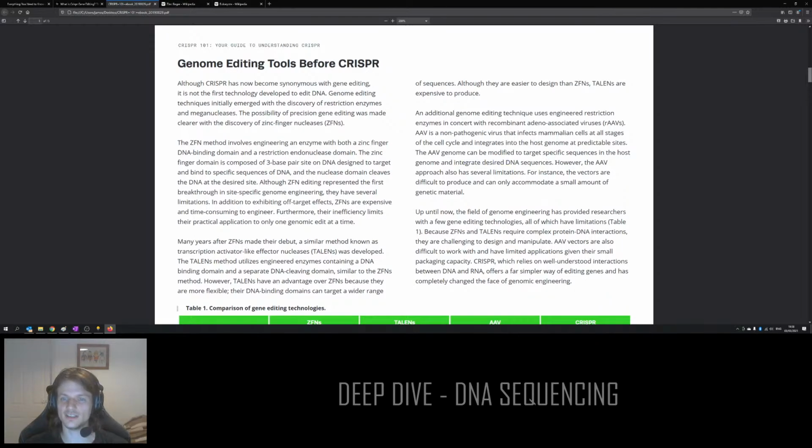That is really, really cool. I think we were a bit excited about it last time, to use the viruses to get in. I remember having a very, very brief conversation with my brother's wife about this. However, the AAV approach also has several limitations. For instance, the vectors are difficult to produce and can only accommodate a small amount of genetic material.